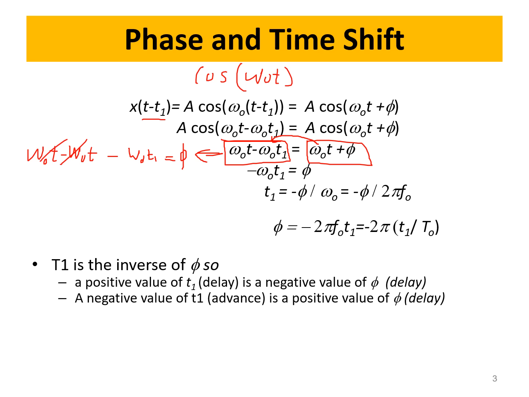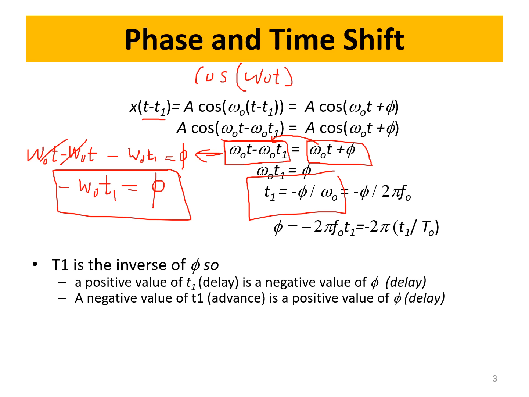This will go with that. You end up with minus w0 t1 equals phi. That's the relationship between t1 and phi. So the phase shift and the time shift, this is the relationship between them. If you want to break it down, you can say my t1 is equal to this here, by dividing each side by minus w0, and you end up with this.